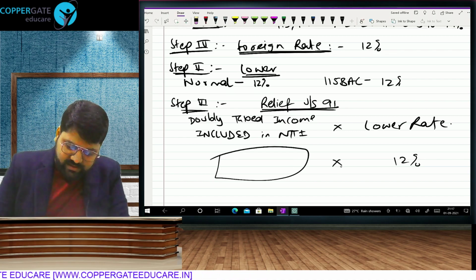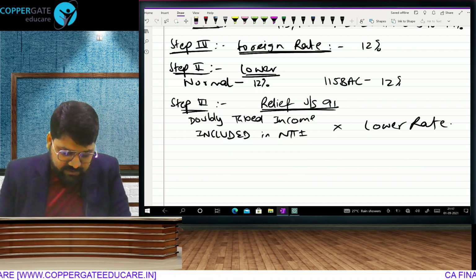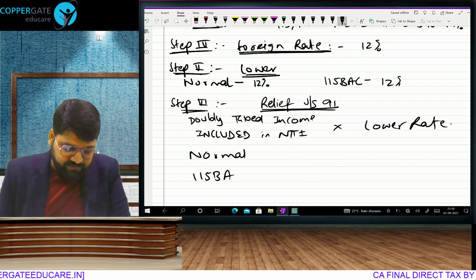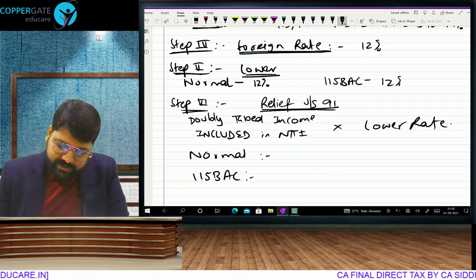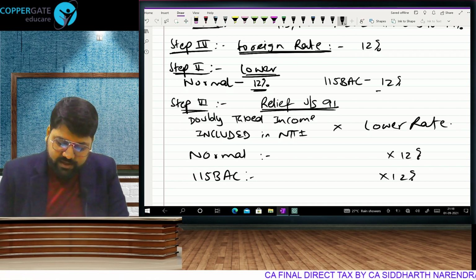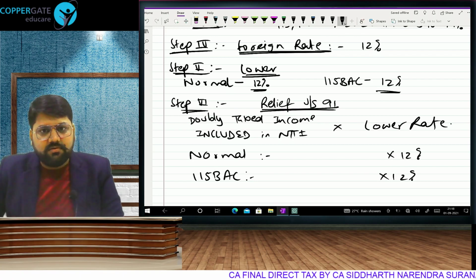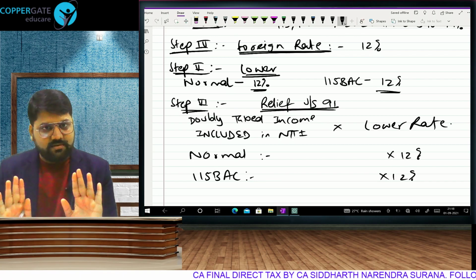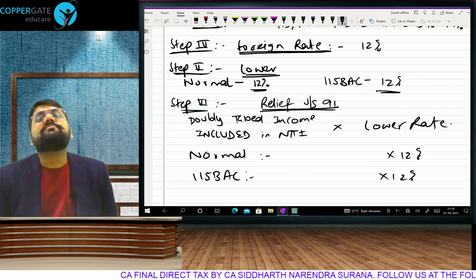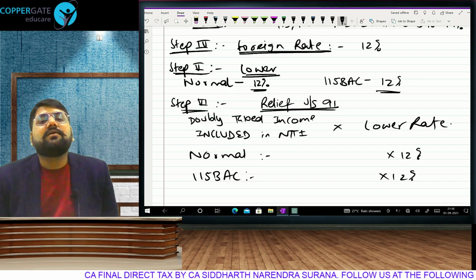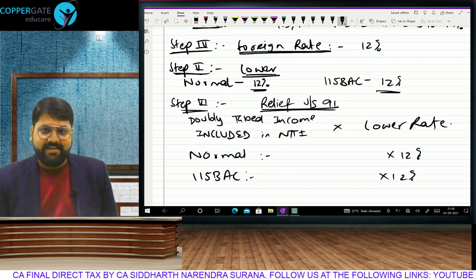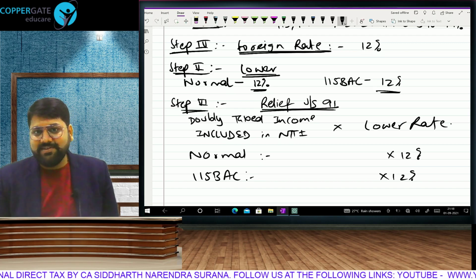Okay, let's do one thing. Let's calculate one by one only. Normal and 115BAC. At least rate we have decided that in both it is 12 only. No confusion here, no? This is so easy to understand. Excellent. On what amount? 7 lakh, 10 lakh, 22 lakh, 19 lakh.